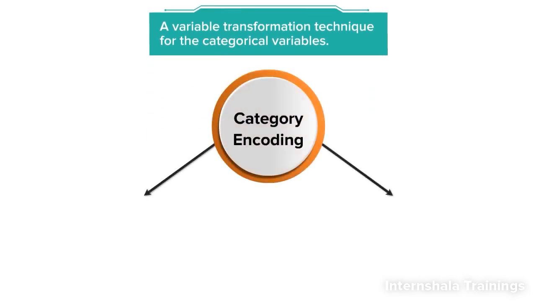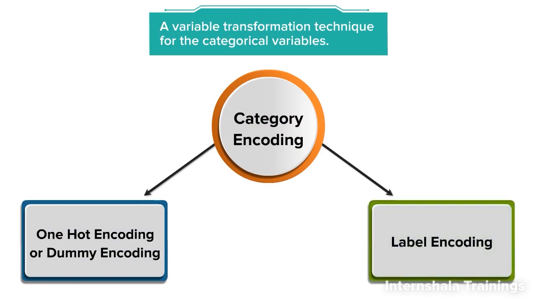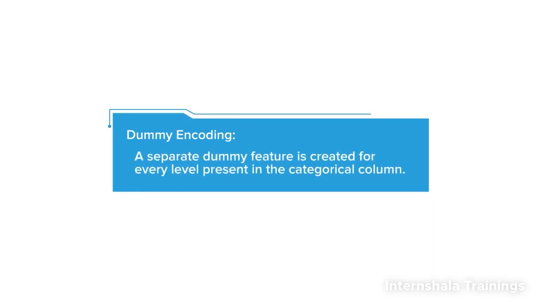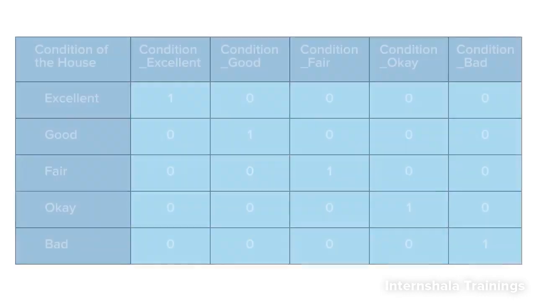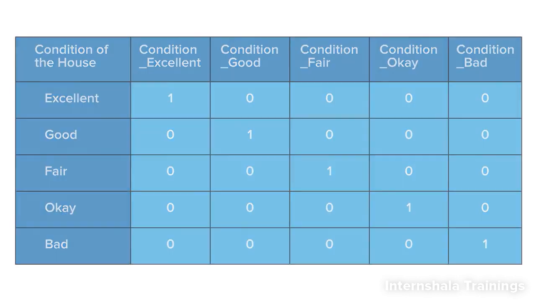It is primarily of two types: one-hot encoding or dummy encoding and label encoding. In dummy encoding, we create a separate dummy feature for every level present in the categorical column. As a result, the number of total features increases in our dataset. As we have seen previously, dummy encoding one variable, condition of the house, resulted in 4 new dummy variables.